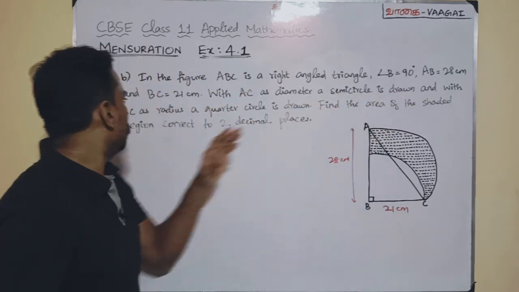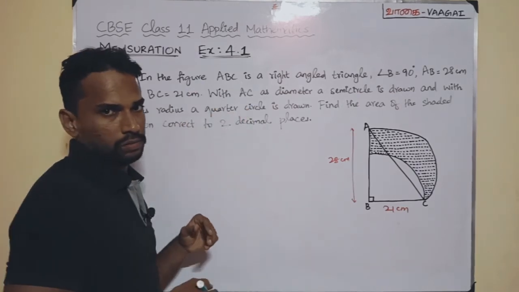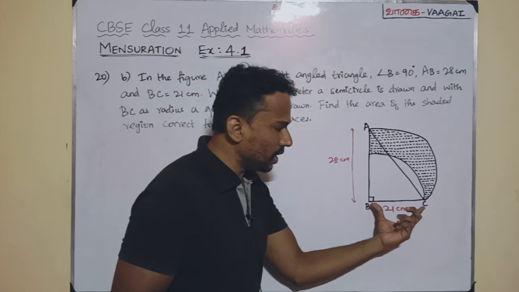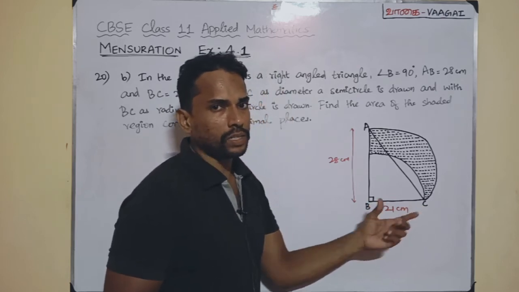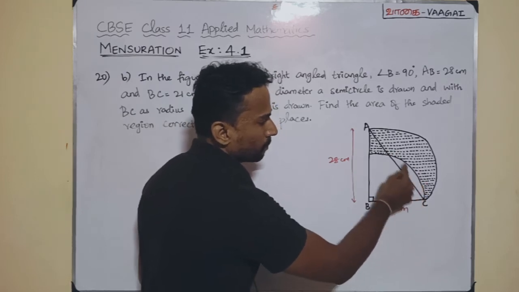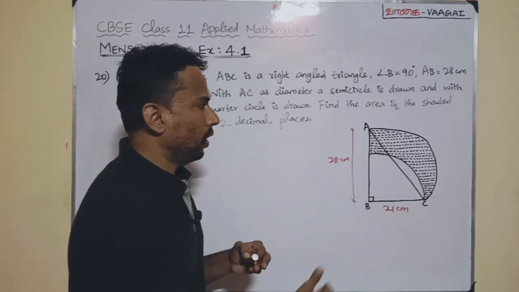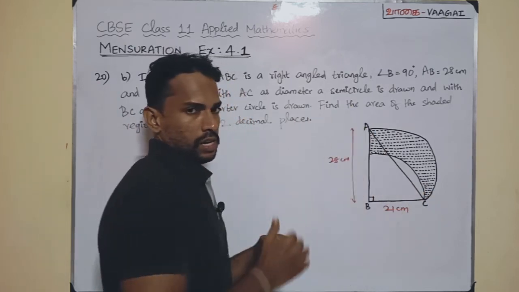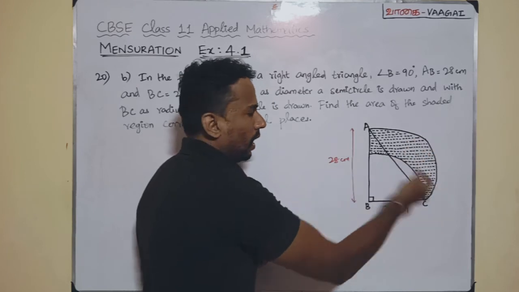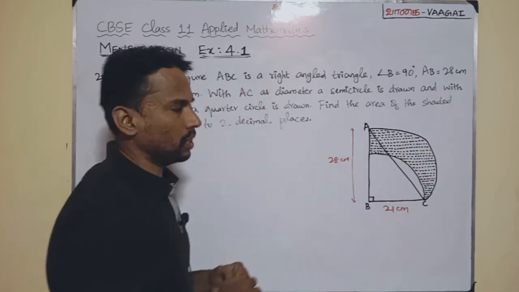And with BC as radius, a quarter circle is drawn. Now where is BC? BC is here. With this BC as radius, a quarter circle is drawn. Where is that quarter circle? You can see that quarter circle here inside. Understand? So that means there are three figures here. One is the right angle triangle ABC. The other one is the semicircle, the outer one, and the inside one is this quadrant, the quarter circle.